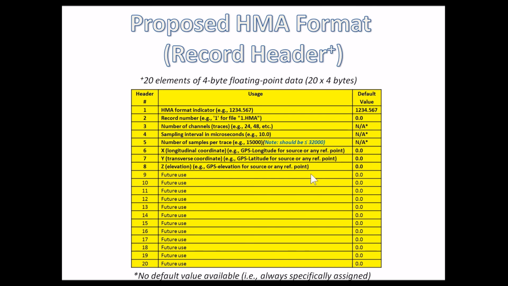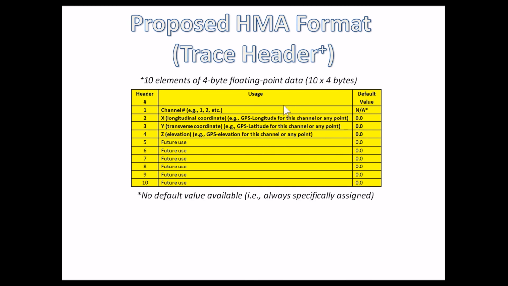And the next one is the trace header format, which will consist of 10 elements of 4-byte floating point data. For now, I could think of only 4 elements of usage, and for the remaining elements, we will come up with more usages as we go.